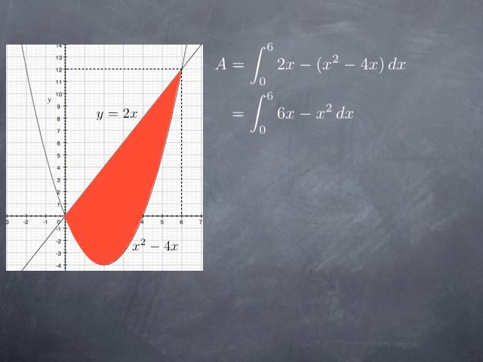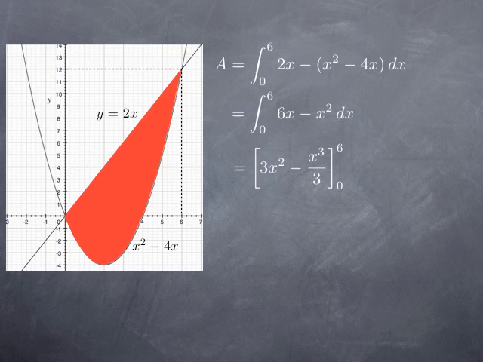Therefore the red area is obtained as the integral from 0 to 6 of the function on top, which is 2x, minus the function x squared minus 4x, which is below. That simplifies as 6x minus x squared, that we integrate from 0 to 6, so all we need is an antiderivative. An antiderivative of 6x is 3x squared, of x squared is x cubed over 3, and we evaluate this function 3x squared minus x cubed over 3 between 0 and 6.